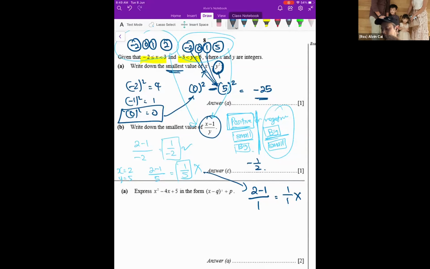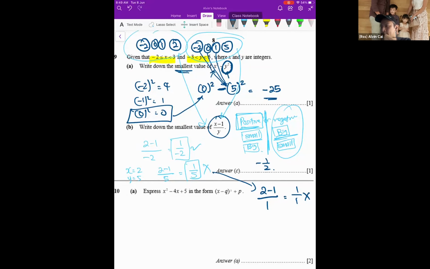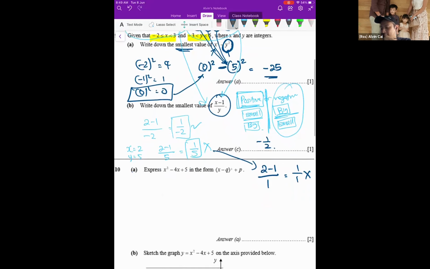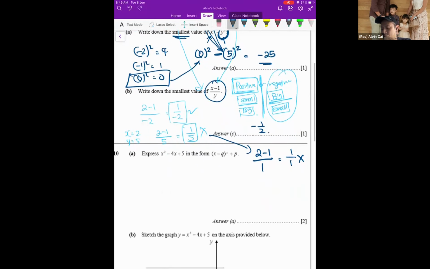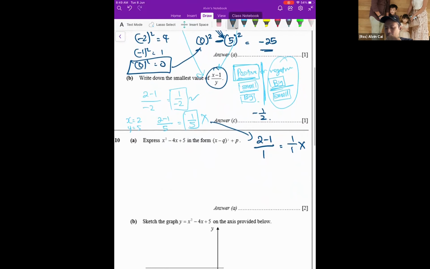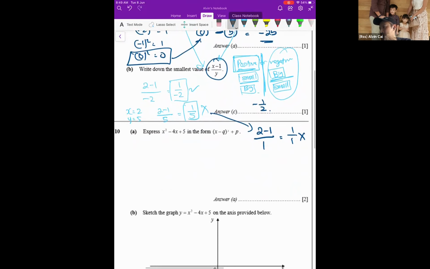Is it correct? Minus half? Okay, right. So let's continue. So that will be the answer. Okay, so 10A, the next question. Oh, okay, no one corrected me.